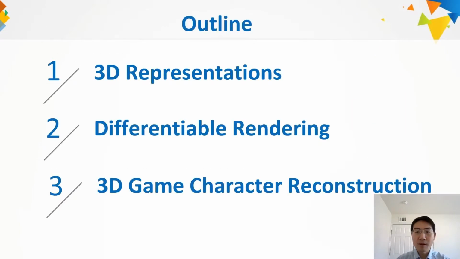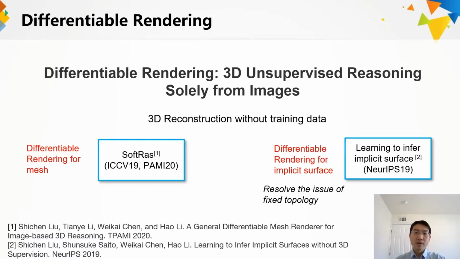Okay, now let's talk about the second part, differentiable rendering. For the differentiable rendering tasks, I will talk about two major works from our team members. One is SoftRas. Another is the implicit surface differentiable rendering. The first part is DR for meshes. The second is DR for implicit surfaces. I will talk about them one by one.